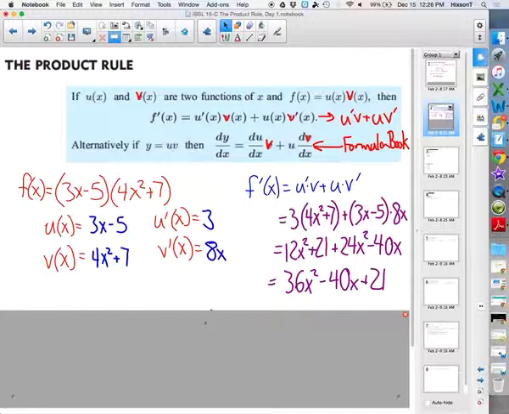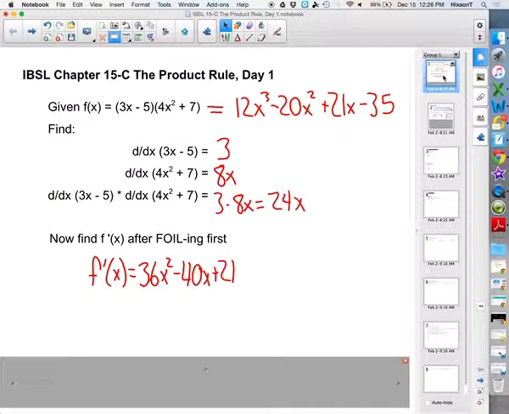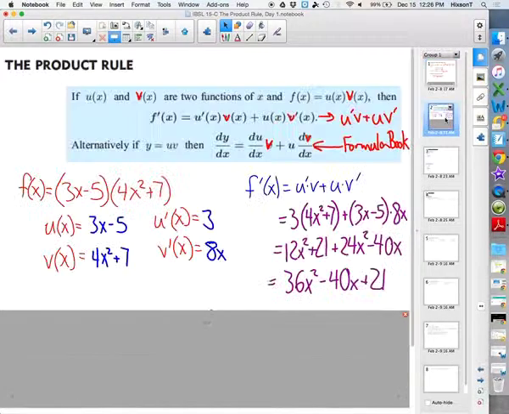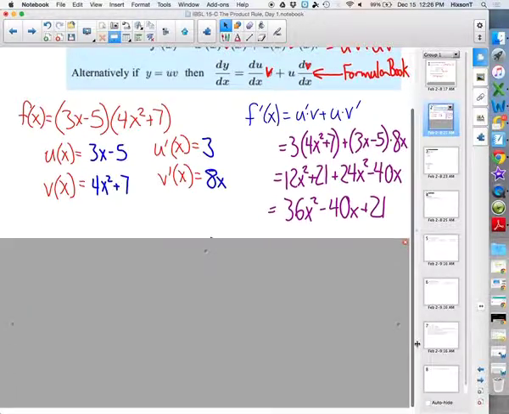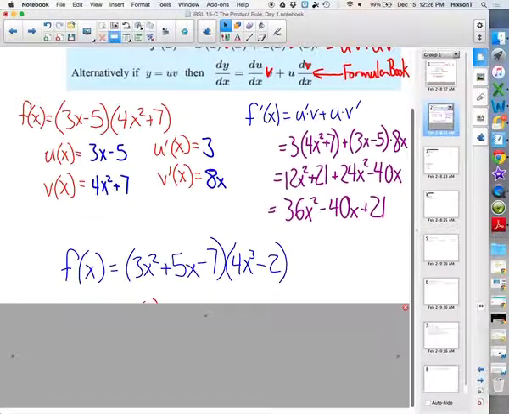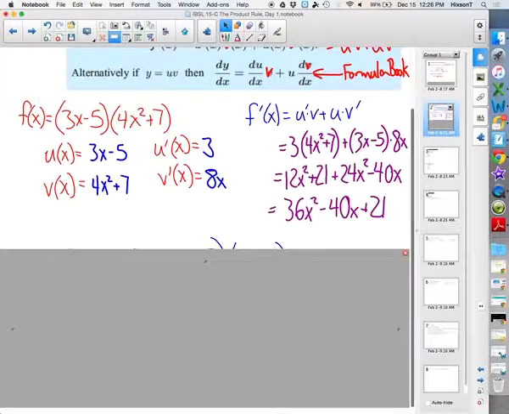Okay? Which, if you recall, is the same thing that we got when we FOILed and did it. So we know it works, at least for this one. Okay? So, identify the two factors, find the derivative of each factor, and then it's just plugging it into the formula and simplifying. U prime v plus uv prime.